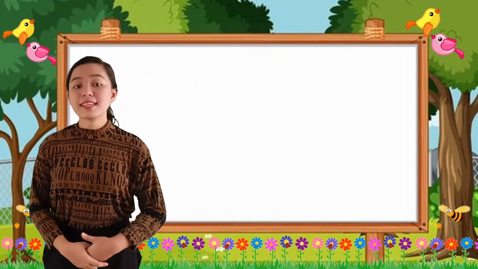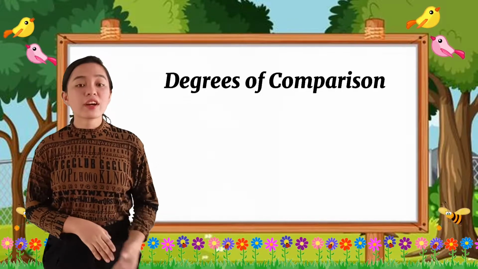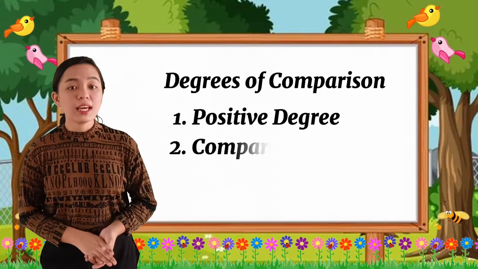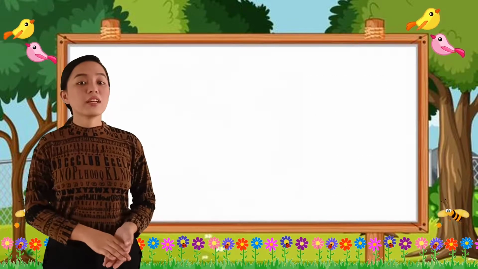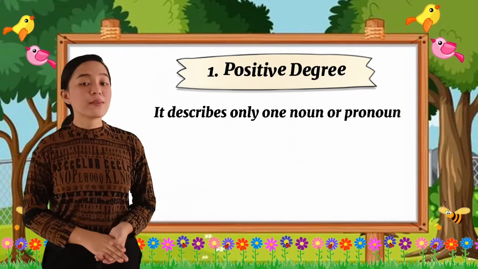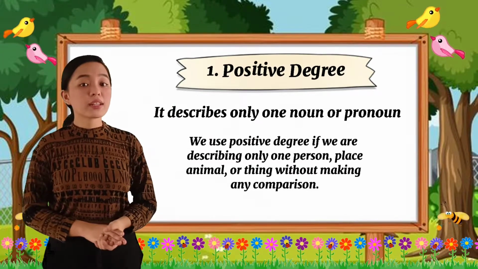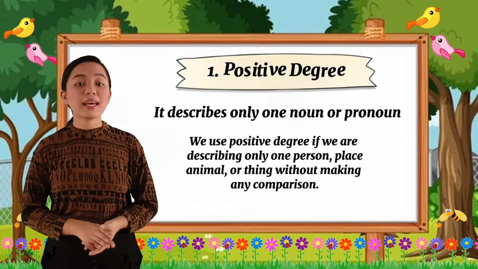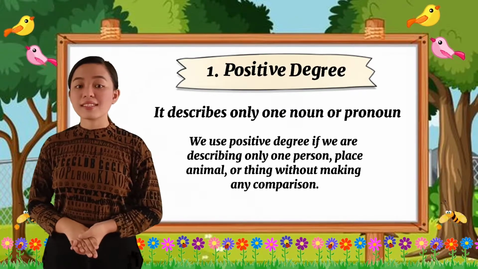Now that we already know what is an adjective, let us now proceed to the degrees of comparison of adjectives. So there are three types of comparison of adjectives, namely the positive degree, the comparative degree, and the superlative degree. So let us first tackle what is a positive degree. Positive degree describes only one noun or pronoun. So we use positive degree if we are describing only one person, place, animal, or thing without making any comparison. So positive degree shows no comparison and it can stand alone.